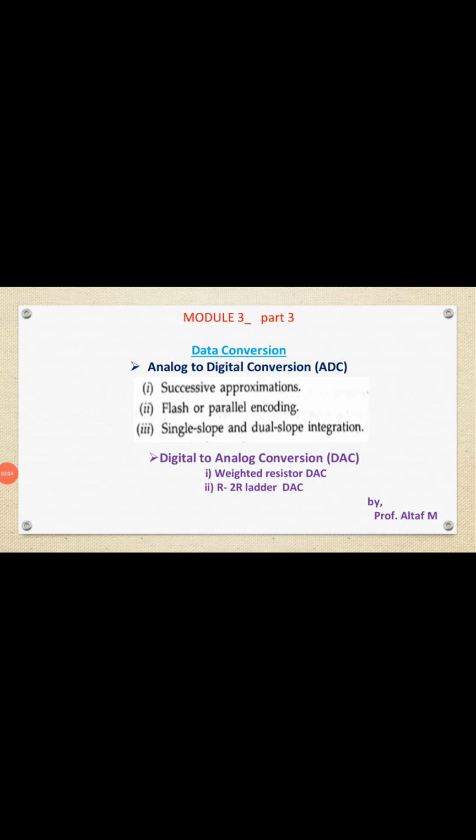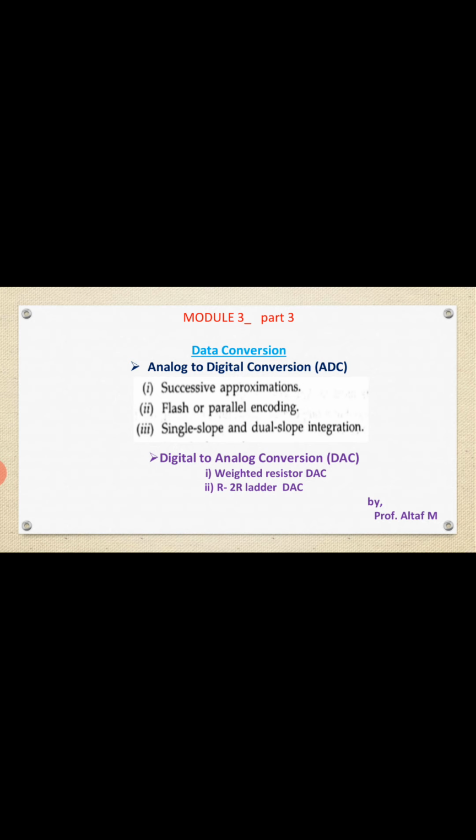Dear students, today I am going to discuss the topic data conversion. It falls under module 3. The sequence is as follows: analog to digital conversion, ADC. Under that I am going to discuss three ADCs. First one is successive approximation, second is flash or parallel ADC, encoding ADC, and third one is single slope and dual slope integration ADC.